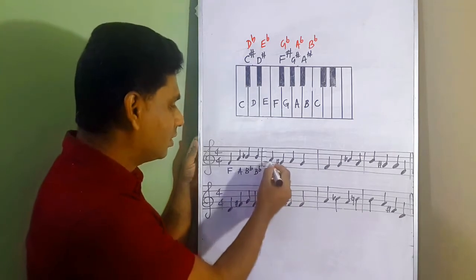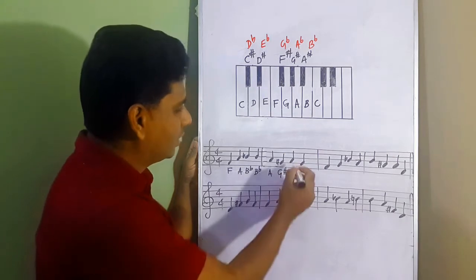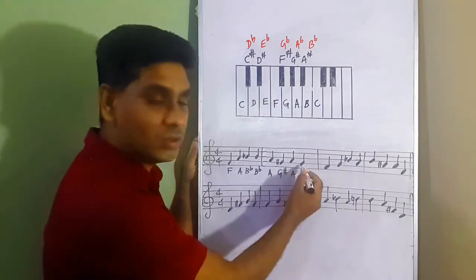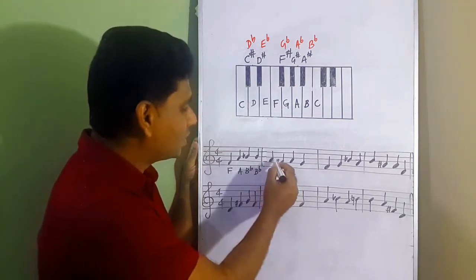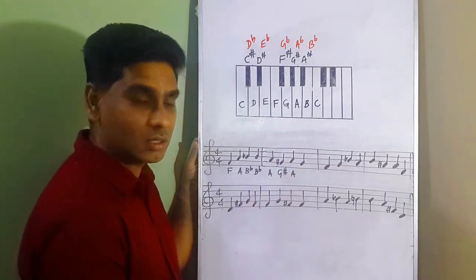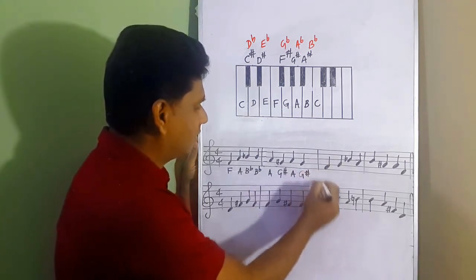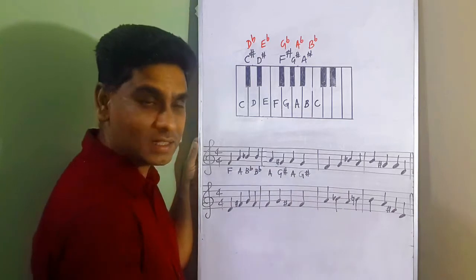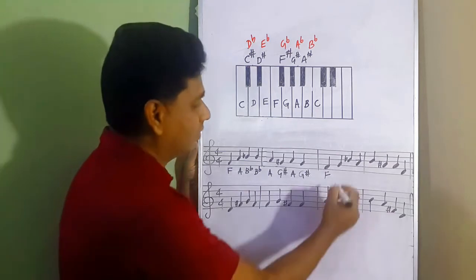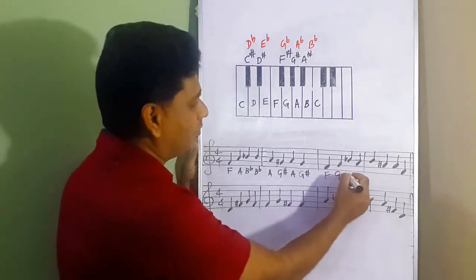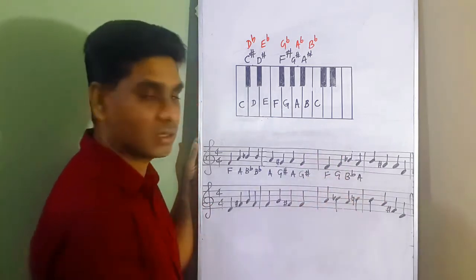And second bar, this is note A, G sharp, A. What about this note? It is also G sharp, because this sharp symbol goes to this G note, then it becomes G sharp. There's a bar line, all the accidentals will be cancelled. Third bar, note F, G, and here B flat and A. There is nothing in this bar.